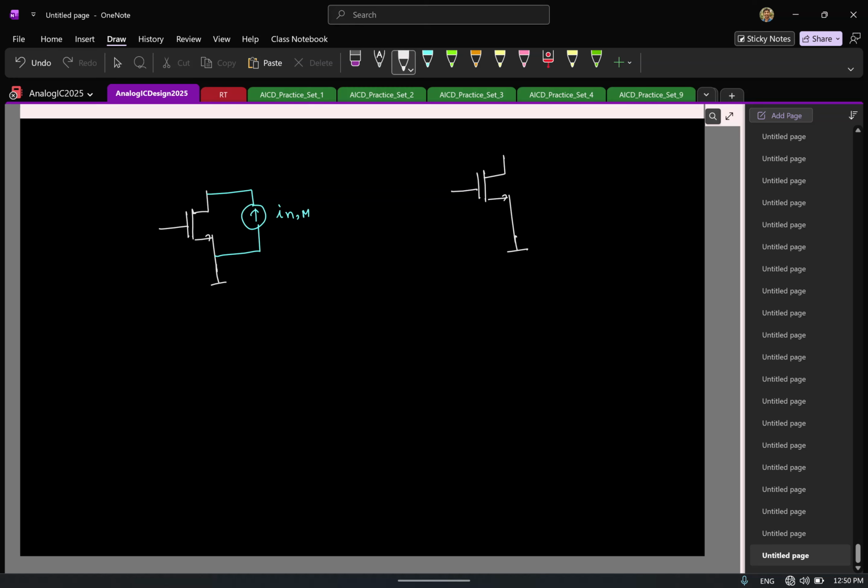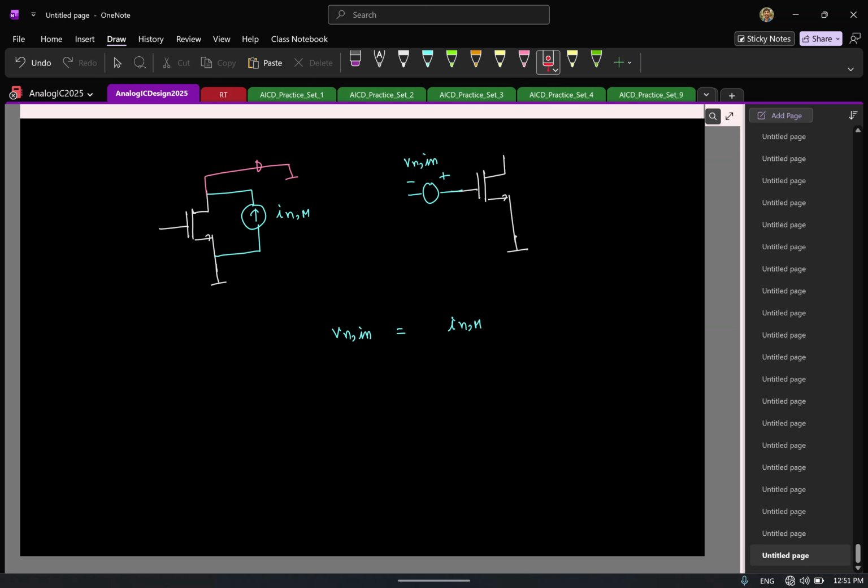The input impedance here is infinity, so I don't have to worry about the noise current. In principle, this can be modeled using an input referred noise voltage. What will be the value of the noise voltage in terms of the noise current? How will you find it? Let's say this is the circuit. You can first find the short circuit current here. The short circuit current is going to be InM.